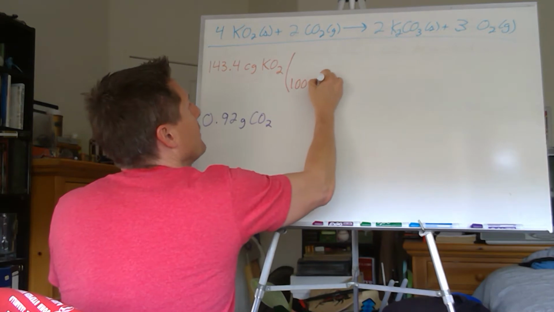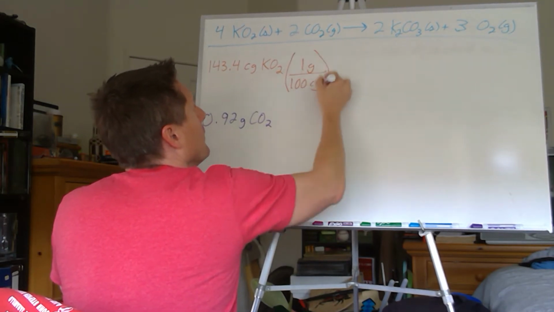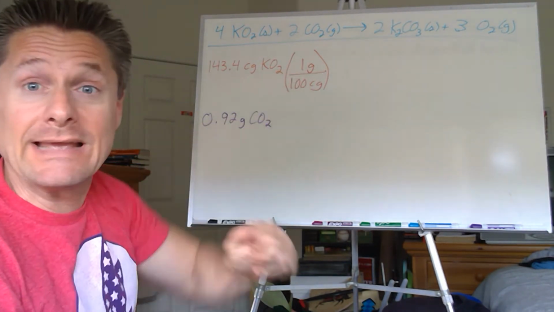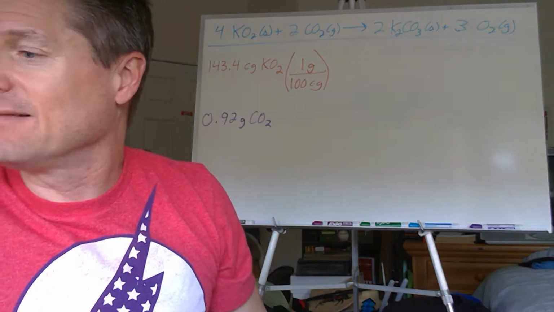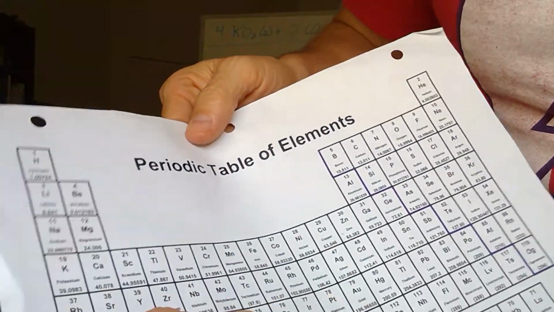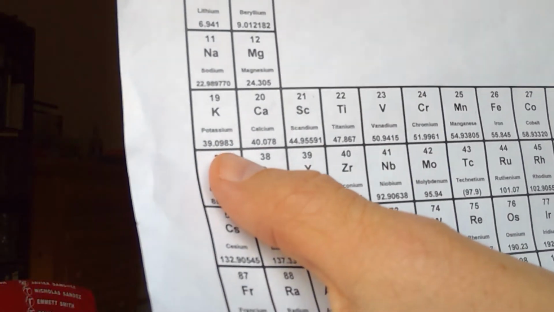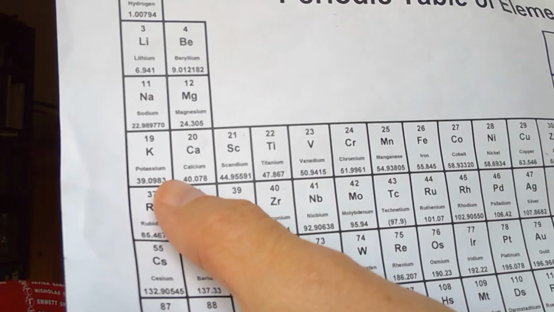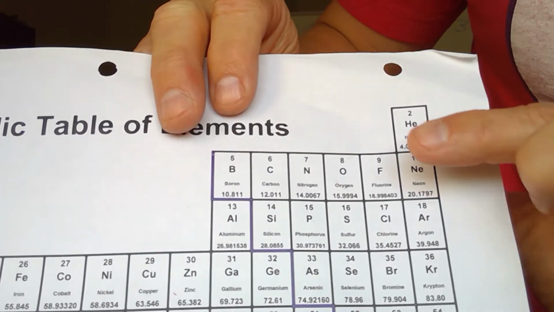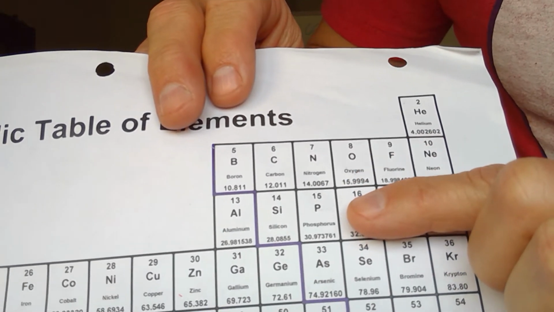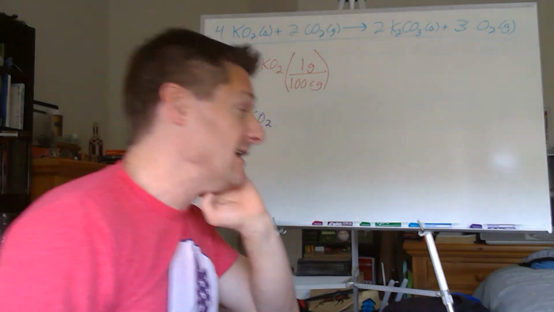So let's do it. Let's convert centigrams to grams. So we know there's 100 centigrams per gram, with the assumption, obviously, that's KO2. Now we need to calculate the molar mass of potassium superoxide. We get our trusty periodic table. So we're going to have one potassium, and mine says 39.0983. See that? 39.0983. Good to 4 decimal places. And then we're going to add 2 oxygens to that, 15.9994. Good to 4 decimal places. So they're both to 4 decimal places, so our answer is going to be good to 4 decimal places.